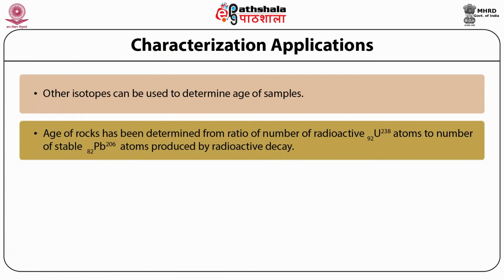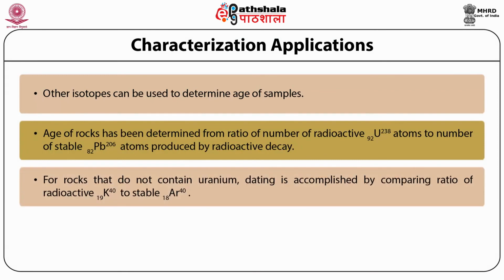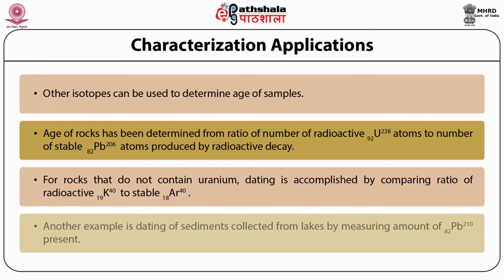The age of rocks, for example, has been determined from the ratio of the number of radioactive 92U238 (uranium-238) atoms to the number of stable 82Pb206 (lead-206) atoms produced by radioactive decay. For rocks that do not contain uranium, dating is accomplished by comparing the ratio of radioactive 19K40 (potassium-40) to stable 18Ar40 (argon-40). Another example is the dating of sediments collected from lakes by measuring the amount of 82Pb210 (lead-210) present.